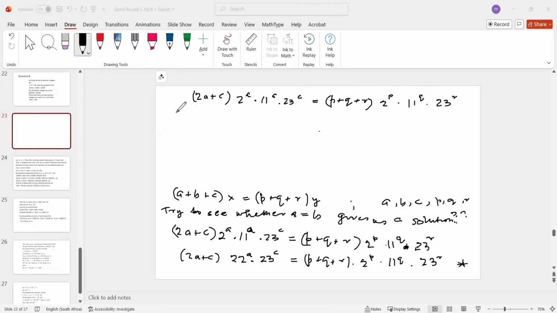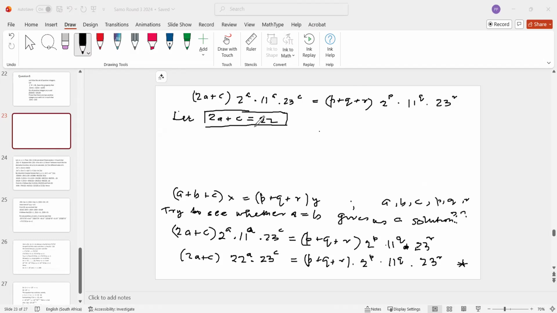So let me try to explain why this is so. You've got 2A plus C. I want 2 to be a factor of that, 11 to be a factor of that. Of course, we can let it be equal to 22. That's a good choice. Right. Now, I'm going to see if we make this assumption, whether we can get a solution.